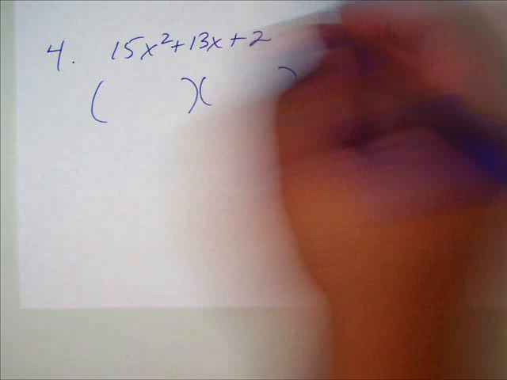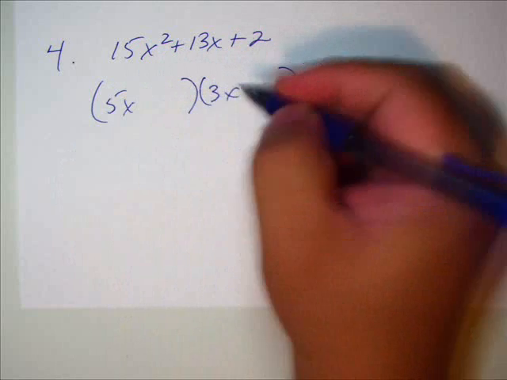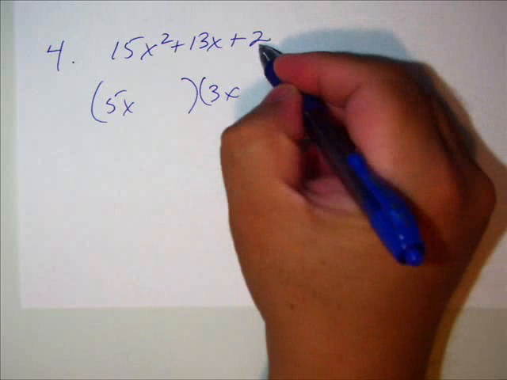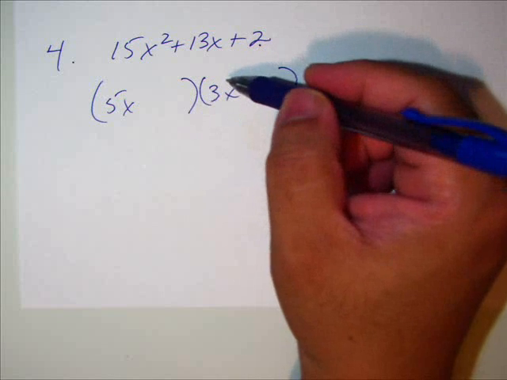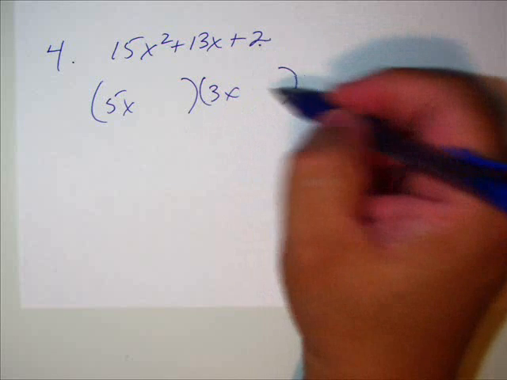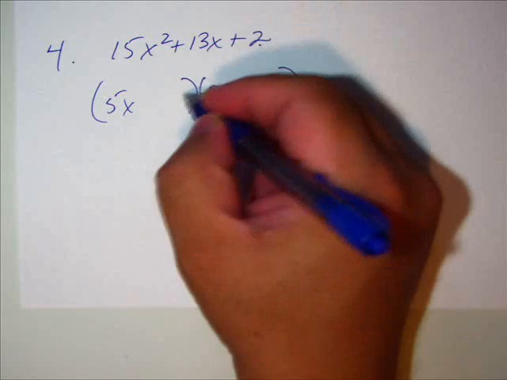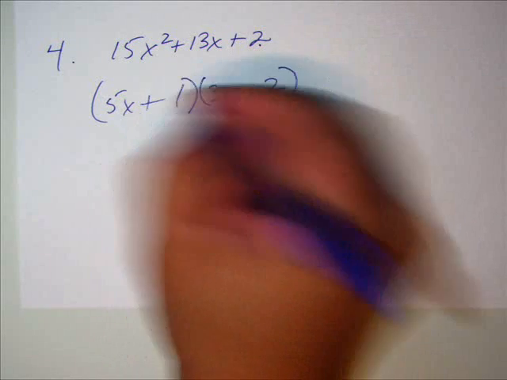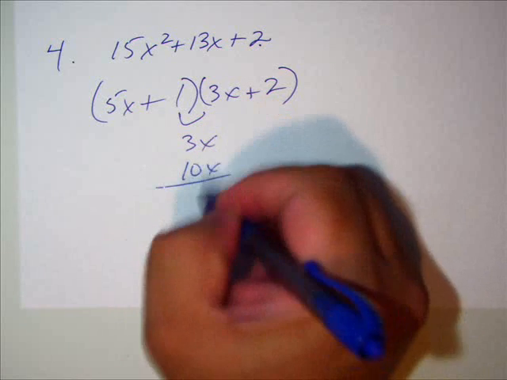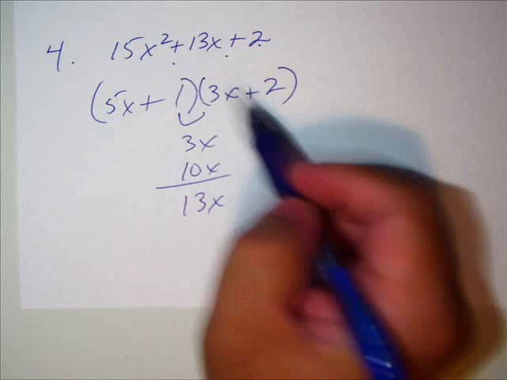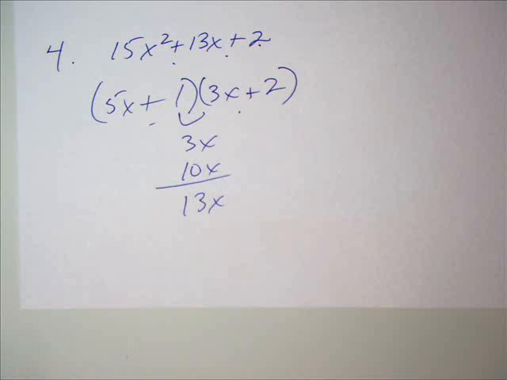Okay, 15x squared. That's probably going to be 5x and 3x. I don't have a whole lot of choices for 2. 1 and 2, or 2 and 1. I see the answer. Well, it's just 1 and 2. Positive, positive. Inside is 3x. Outside is 10x. 10 plus 3, 13x. Positive, positive, positive, positive. Actually, there was no real correlation there. Sorry if I'm confusing you. That's number 4.